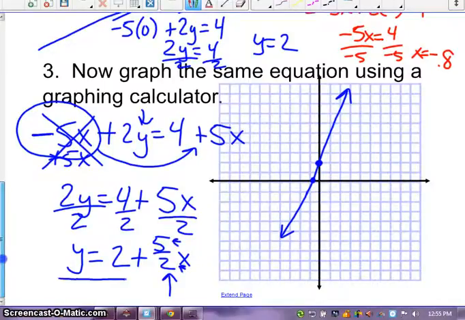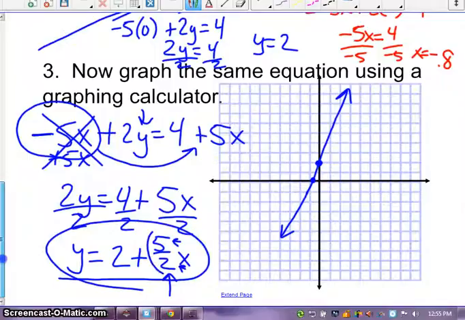Okay, now you can type it into the graphing calculator. If you have a fraction, put parentheses around it on your graphing calculator, and you should come up with the same exact graph. Is our y-intercept 2? It sure was. Okay, is our slope 5 over 2? Well, from here we're going to rise 5, 1, 2, 3, 4, 5, and go over 2. Yep, it was. Bam, there you go.